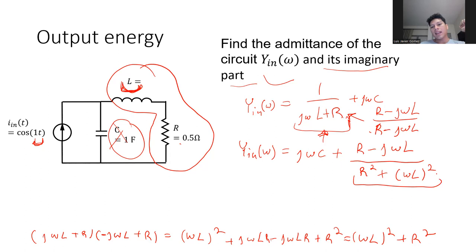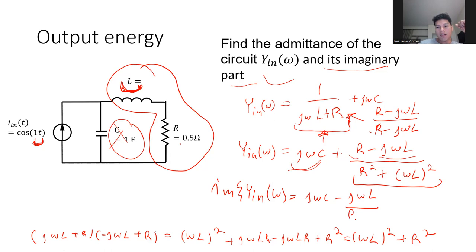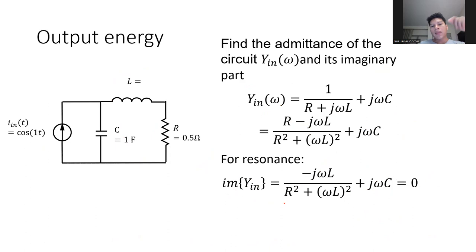And then what would be the imaginary part? Would it be this part and this part, or this part and this part? So the first one or the second one? Option two. Yeah, so it's option two. So basically you have that the imaginary part of Y in, so if omega equals j omega C minus j omega L over R squared plus omega L squared. Cool, so that's basically it. So now that we have this for resonance, we just have to find basically the omega, all of these should be omega r's, that gives us zero frequency. And that's how we find the resonant frequency.